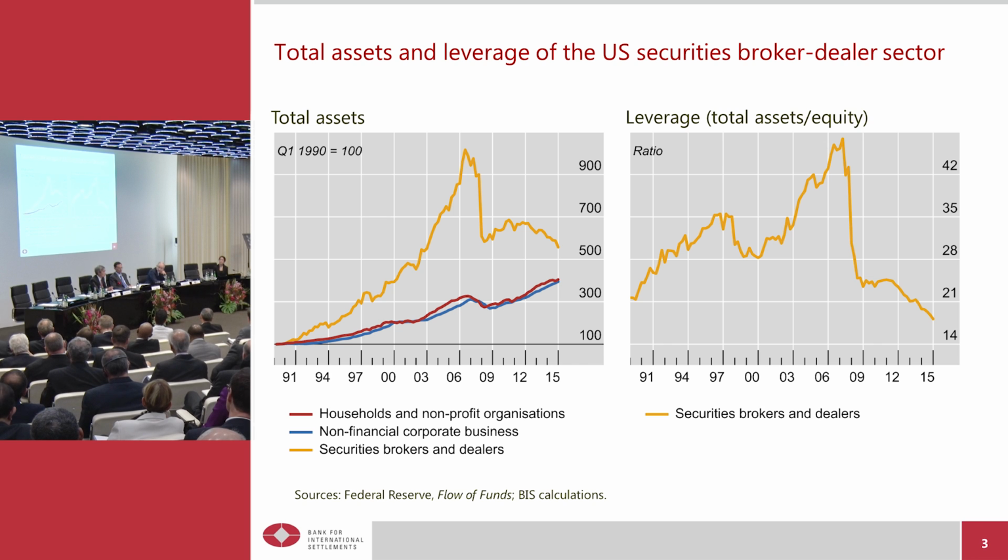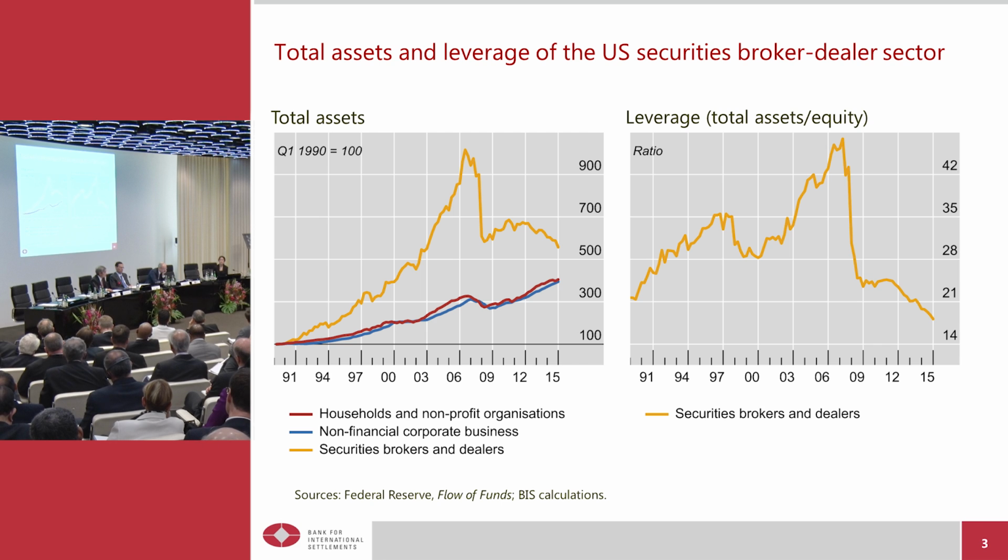If you compare these two charts, you can see that at least for the short horizon, the fluctuations in total assets are more or less mirrored one-for-one by the fluctuations in leverage. What we see, though, is that more recently, the sector's leverage has decreased further in the last couple of years. The leverage of the broker-dealer sector at the end of 2015 stood at 18. And that is lower than at the beginning of 1990. So there's something going on.